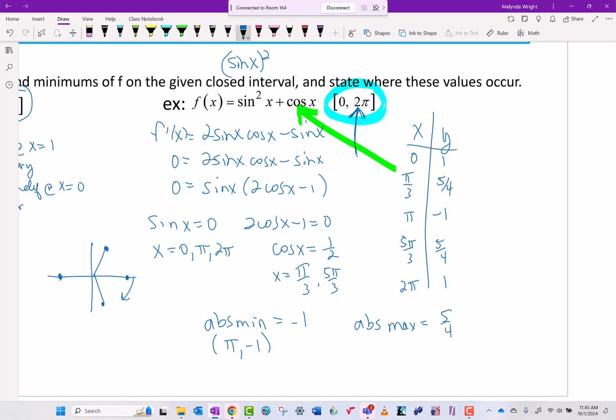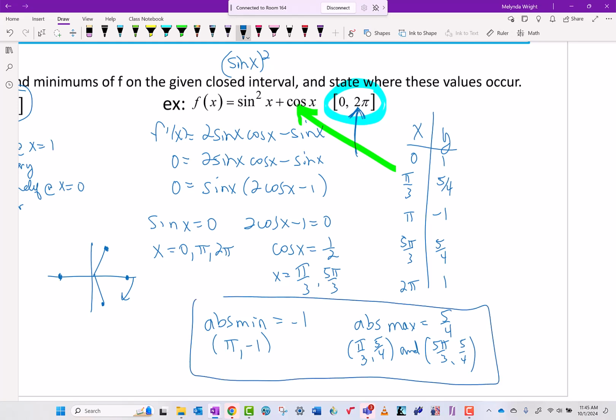Now, does it occur more than once? It does, and that's okay. It's okay to occur more than once. It's not a problem. I can list them. So it occurs at pi over 3, 5/4, and it occurs at 5 pi over 3, 5/4. And those are our absolute extrema. How we doing?